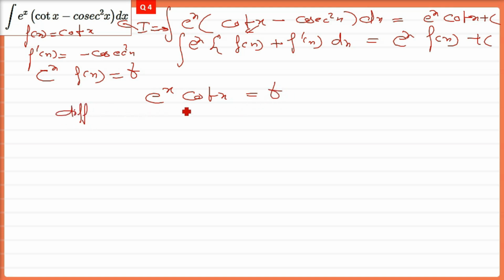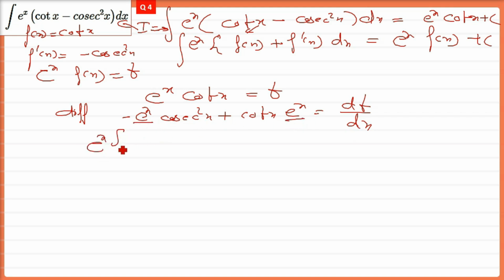Differentiate both the sides. It will be e raised x cot x, which gives minus cosec square x, then plus cot x will remain like that. E raised x differentiation will be e raised x only, equals dt by dx. Now just rearrange these to make it look like the integral we have in our hand. So we have cot x, negative cosec square will go like this after this, and this dx will come upstairs on the left hand side.